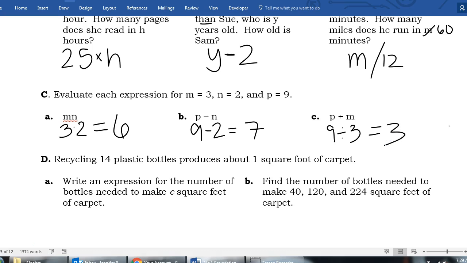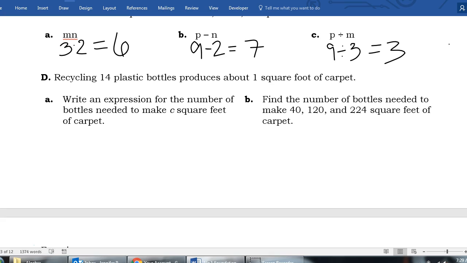And our last example says, recycling 14 plastic bottles produces about 1 square foot of carpet. Write an expression for the number of bottles needed to make C square feet of carpet. So if 14 produces 1, and I'm trying to make C, I would have to multiply those to get how much I'm trying to make.